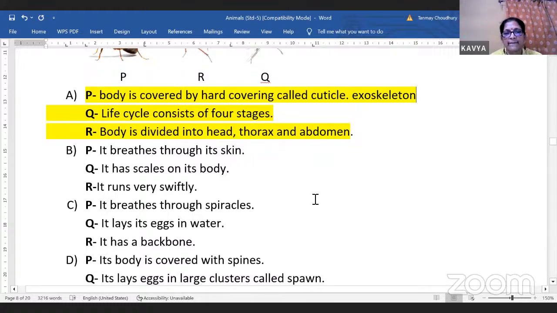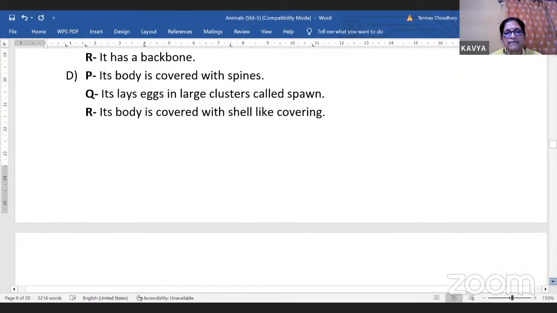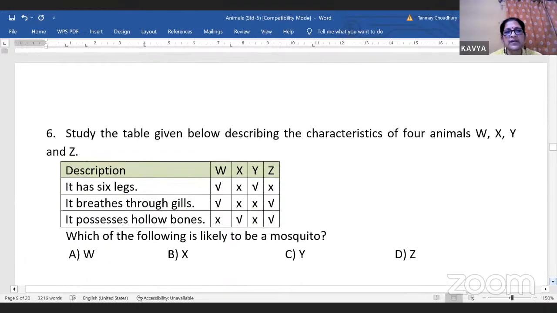Okay, next. Study the table given below, describing the characteristics of 4 animals, W, X, Y, and Z. Okay. Which of the following is likely to be a mosquito?